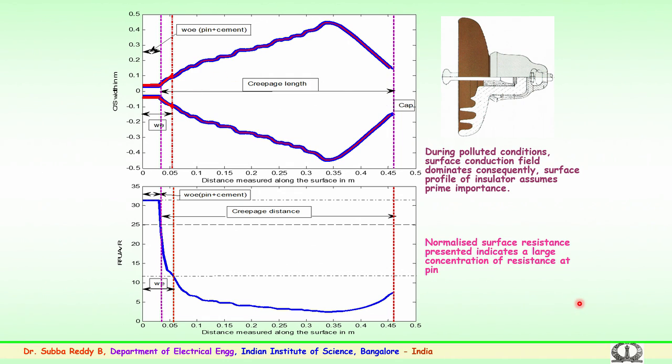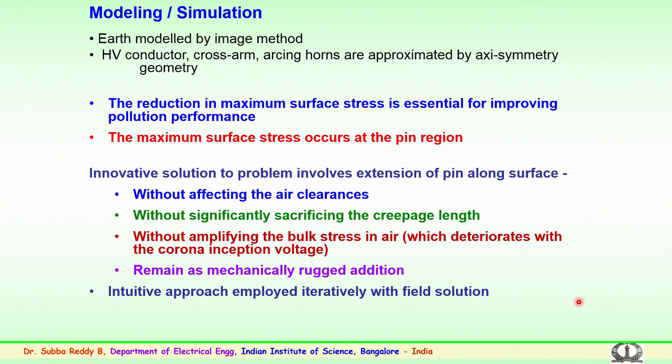So, we have tried to carefully contour the pin area, and we have been successful in developing electrodes for the various ceramic discs which are being used in the country. We have modeled the high voltage conductor, cross arm, arcing horns. Many of these things have also been taken care of, and we have seen the reduction in maximum surface stress is very important, which is essential for improving the pollution or contamination performance.